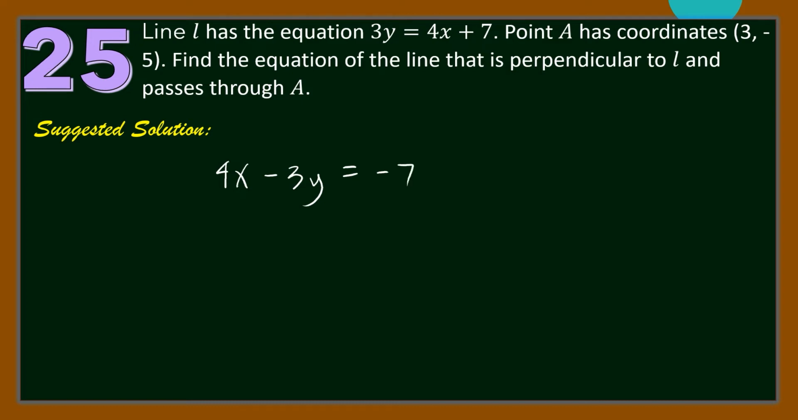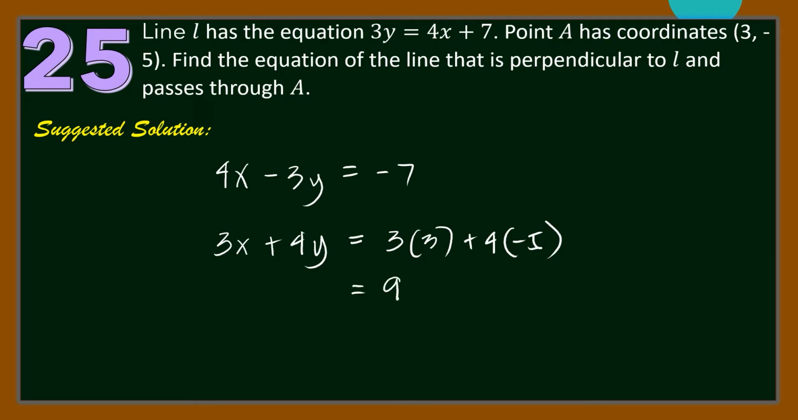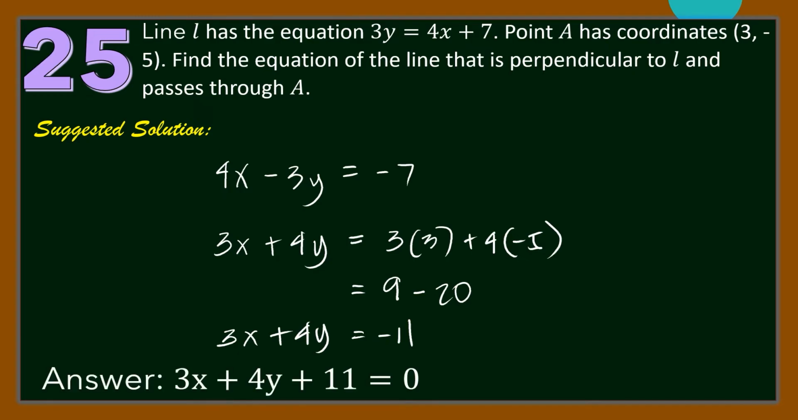Hence, the equation of the line perpendicular to this line has 3x plus 4y equals 3 times 3 plus 4 times negative 5. And this is equal to 9 minus 20. Then the equation of the line perpendicular to L passing through A is 3x plus 4y equals negative 11, or 3x plus 4y plus 11 equals 0.